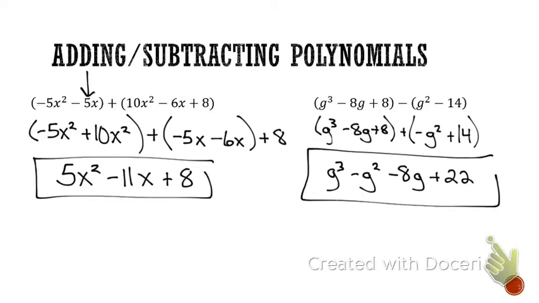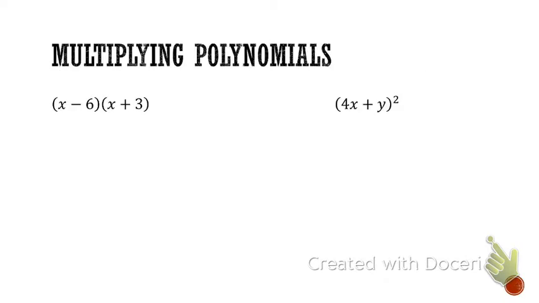And that's it. On this one, there really wasn't a whole lot to combine because they weren't like terms. These are not like terms. You say, well, they all have a g. That doesn't matter. They don't have the same exponent, so they're not like terms. All right, nearing the finish line, guys.